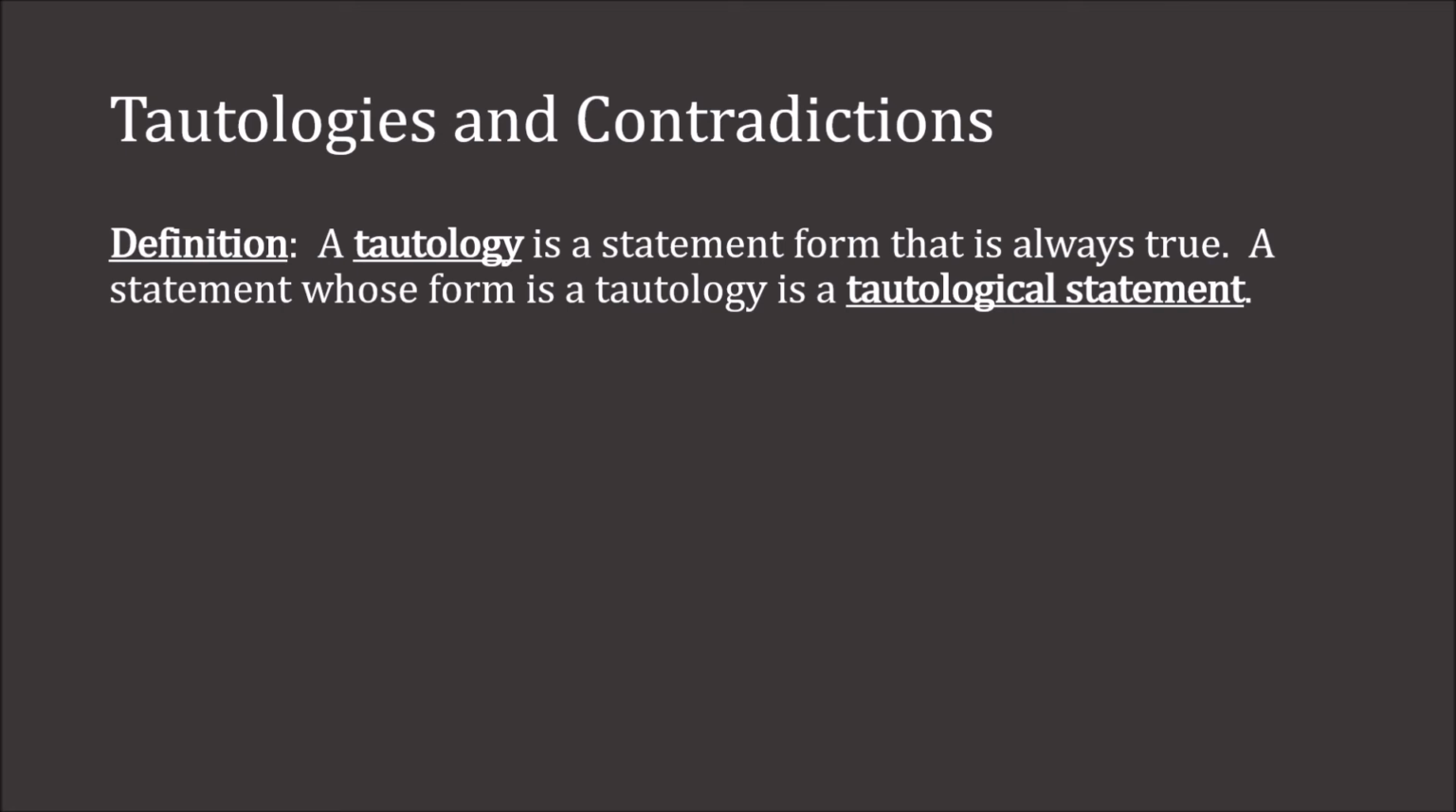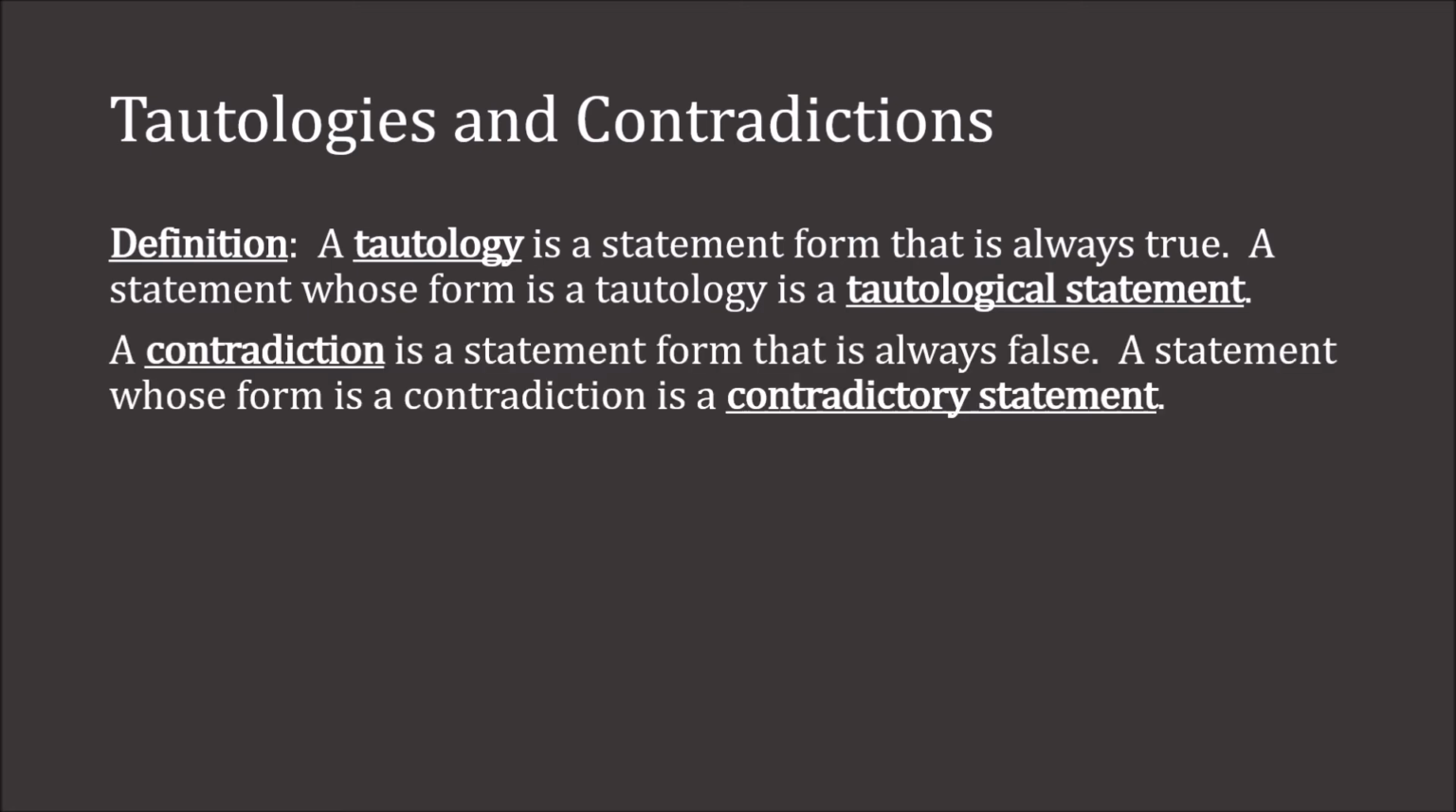A tautology is a statement form that is always true. A statement whose form is a tautology is called a tautological statement. Likewise, a contradiction is a statement form that is always false. A statement whose form is a contradiction is called a contradictory statement.